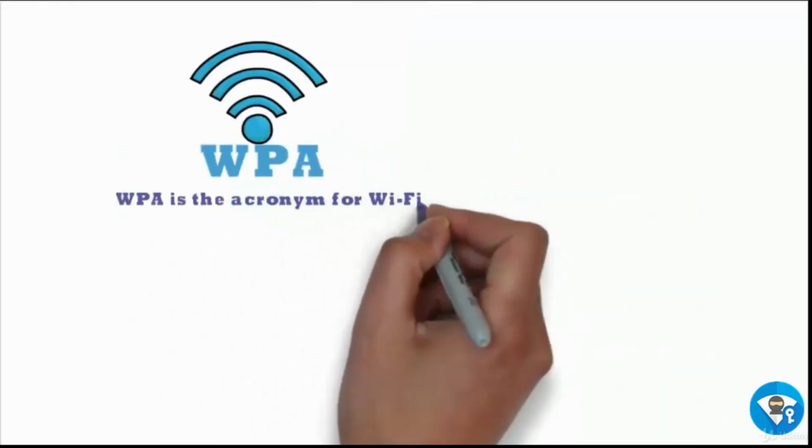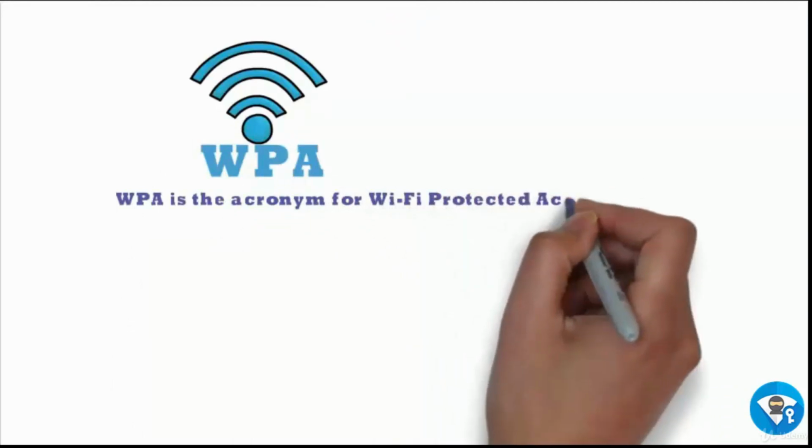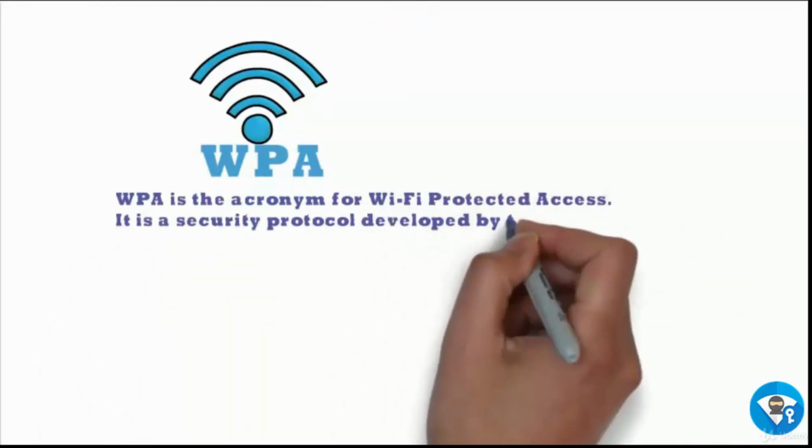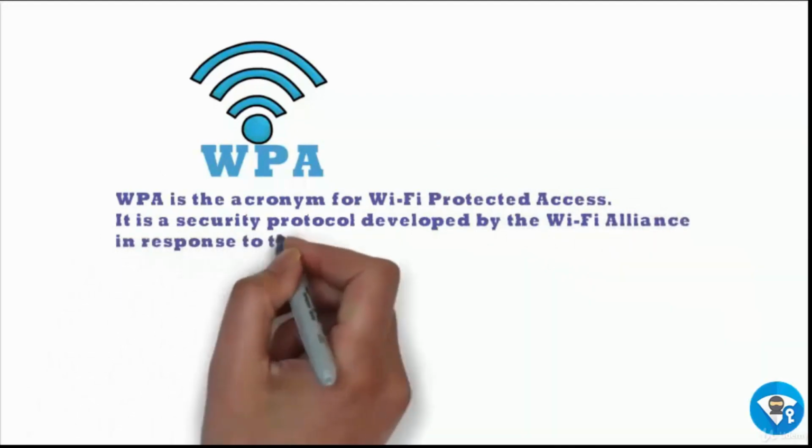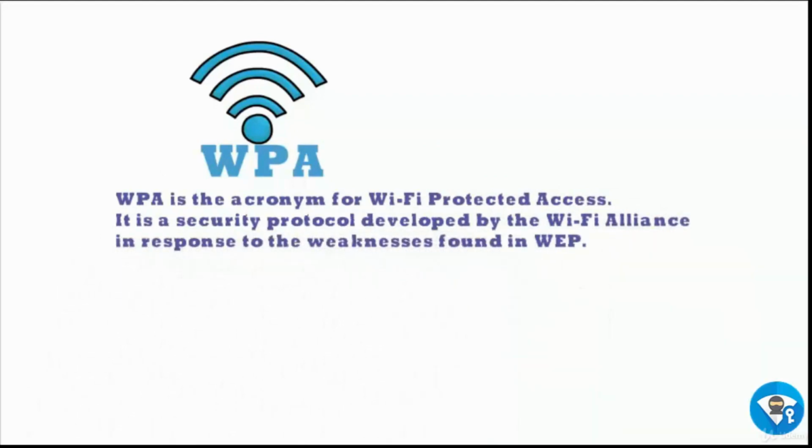WPA is an acronym for Wi-Fi Protected Access. It is a security protocol developed by the Wi-Fi Alliance in response to the weaknesses found in WEP. It is used to encrypt data on 802.11 WLANs. It uses higher initial values, 48 bits instead of the 24 bits that WEP uses. It uses a temporal key to encrypt packets.